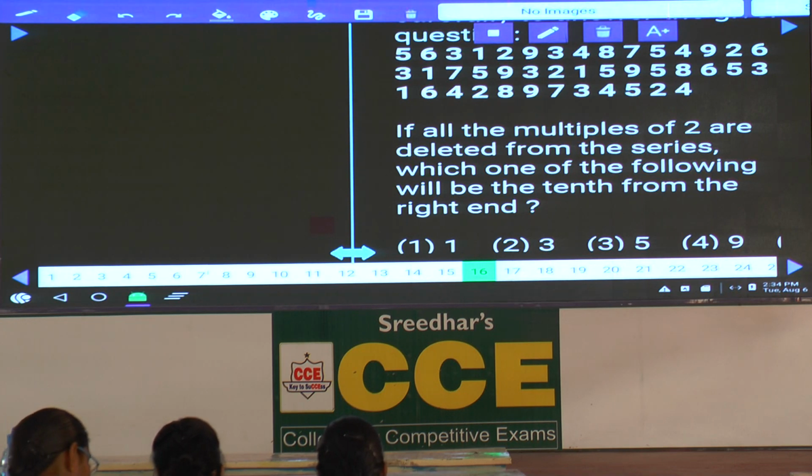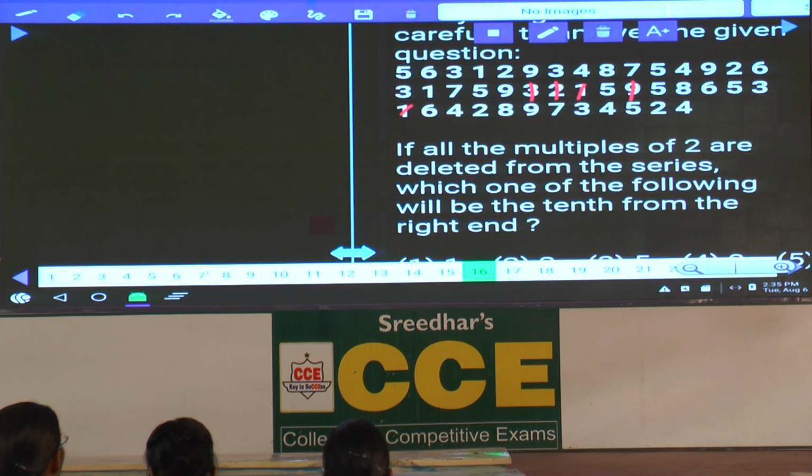Then question number 16. If all the multiples of 2 are deleted from the series, that is nothing but the even numbers. Even numbers are deleted and now we are left with only the odd numbers. Then which of the following will be 10th from the right hand? Now we need to count the 10th odd digit from the right hand side.